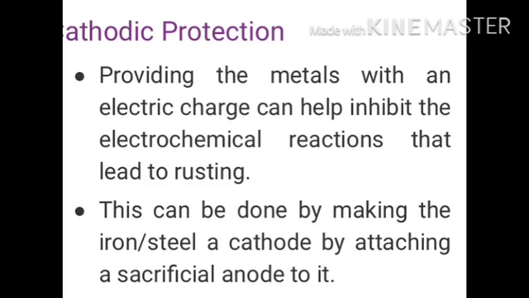This can be done by making the iron or steel a cathode by attaching a sacrificial anode to it. Preventing the corrosion of metal by connecting it to a more reactive metal is called cathodic protection of the metal. For example, when iron is connected to a piece of magnesium, it does not get corroded as long as magnesium is present.